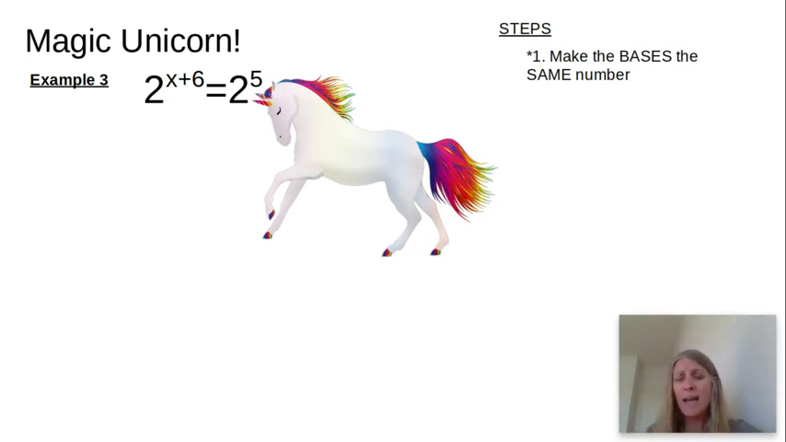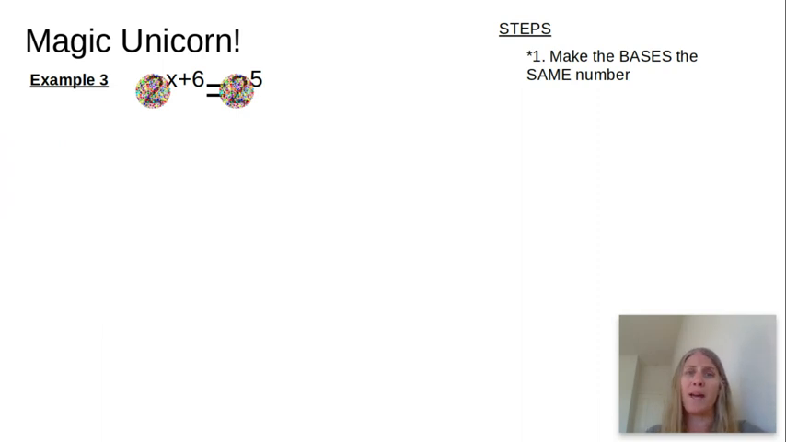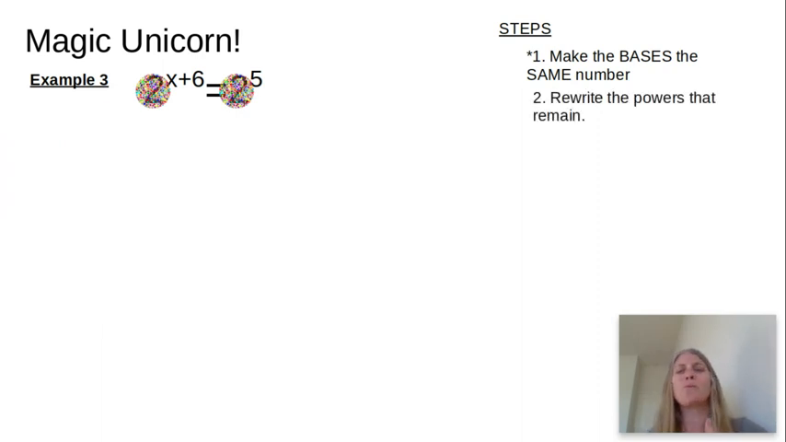And that glitter gets such an amount in the air that it covers up those bases. And when it covers up those bases, the unicorn's done its job and it goes away. Now, step number 2 is to rewrite the powers that remain. The unicorn got all that glitter there, and so basically those bases fade away. And so what we have remaining is x plus 6 equals 5. And all we have to do is solve normally.